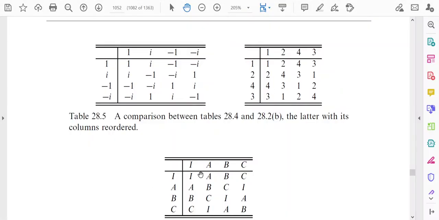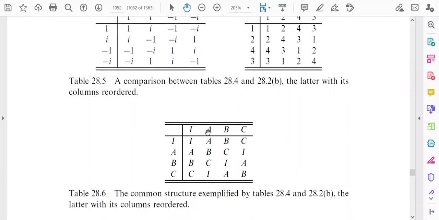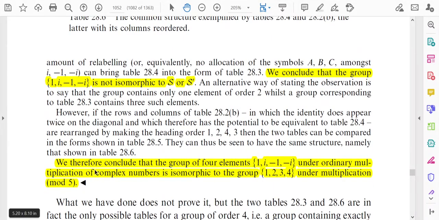And if we use a particular nomenclature that was discussed earlier, that is, if the group elements are represented as I, A, B, C, then we can have a common structure. So, this is the common structure for these two groups, and these two groups can be represented in a single common structure by using this nomenclature I, A, B, C. Therefore, we can conclude that the group of 4 elements 1, i, -1 and -i under ordinary multiplication of complex numbers is isomorphic to the group 1 2 3 4 under multiplication mod 5.